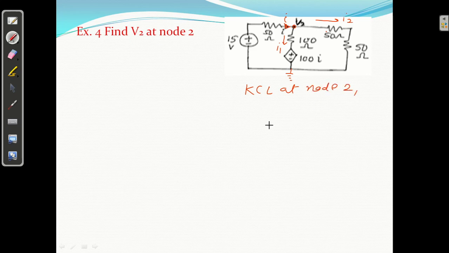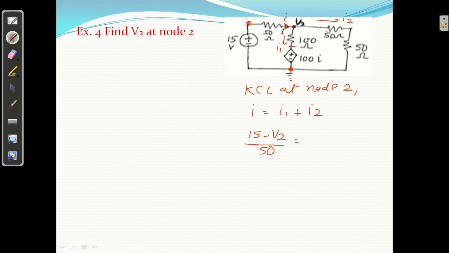There is only one node, KCL at node 2. What is the KCL? What is the incoming current? I. This incoming current equals the outgoing current, which is I1 plus I2. These are the two outgoing currents. So I equals what? The voltage here is 15. 15 minus V2 upon 50. What is the value of I1? V2. What is the potential of this point? 0, it is ground.